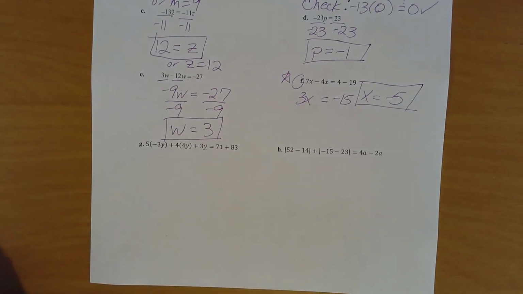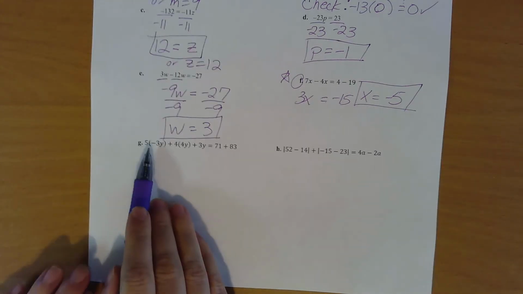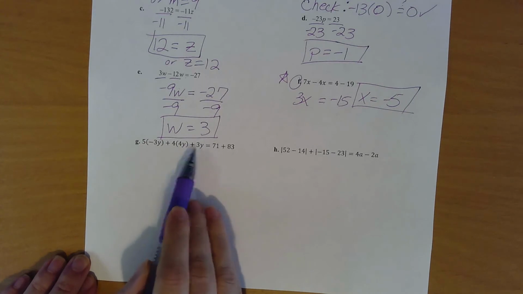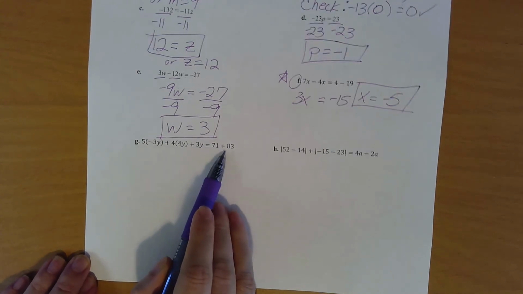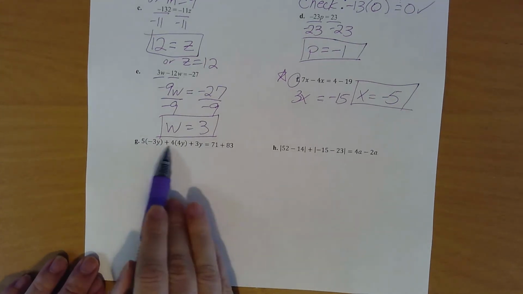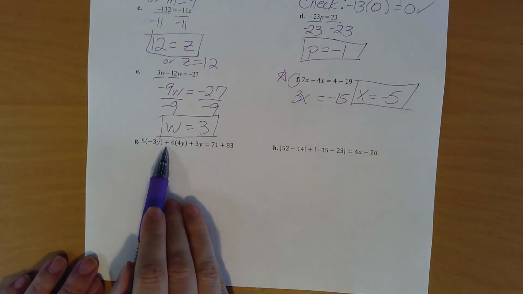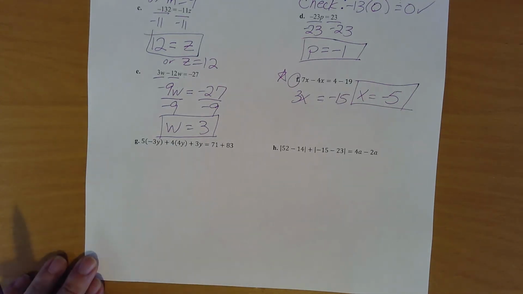Alright, part G looks all kinds of fun, doesn't it? But we have a lot of simplifying that we can do. So I've got 5 times negative 3y plus 4 times 4y plus 3y equals 71 plus 83. So on this left side, I have some multiplication and some addition that I can do. Order of operations tells me I should do my multiplication first.